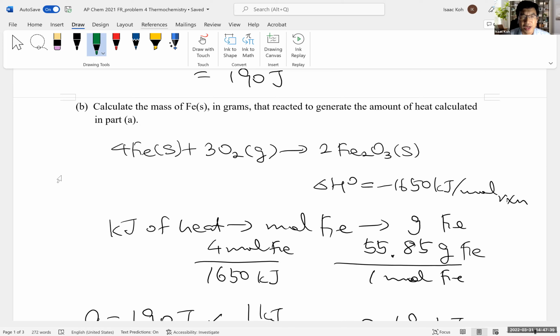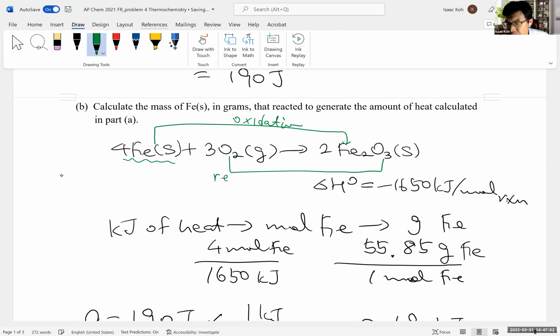This is an oxidation-reduction reaction: iron is oxidizing, and oxygen is reduced. Delta H is negative, so it is highly exothermic. The value is 1,650 kilojoules per mole of reaction.